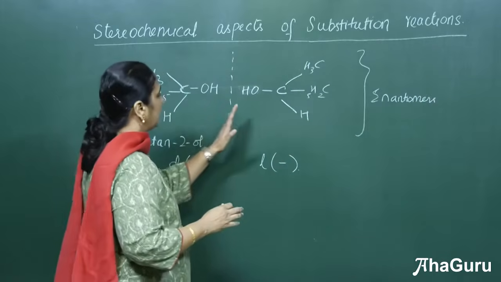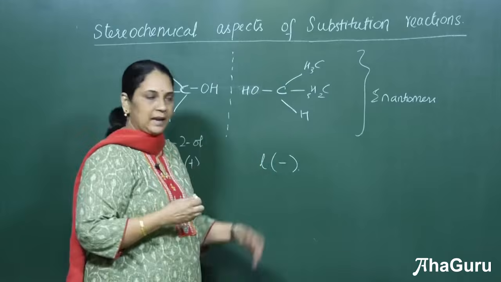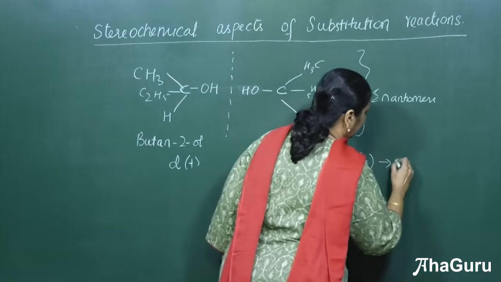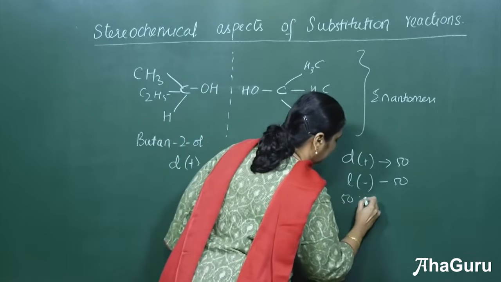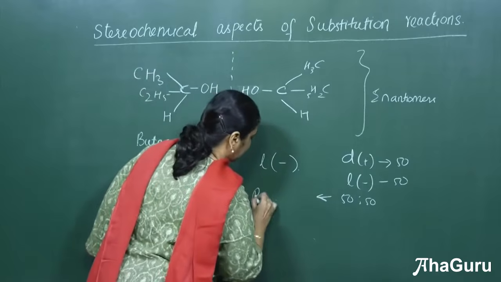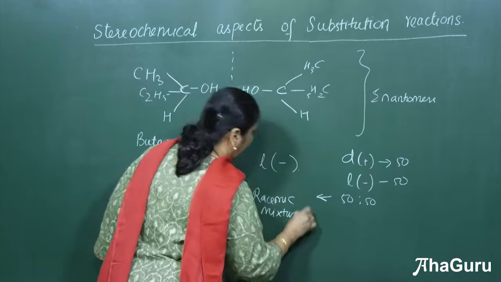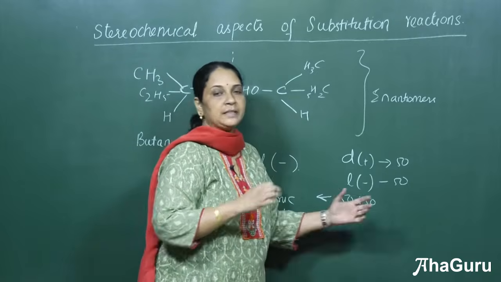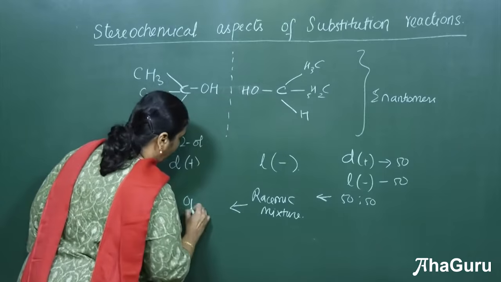Suppose now we get, as a product of substitution, both the D and L forms, 50% and 50%, that is 50:50. Then we call such a mixture a racemic mixture. Because we have both the plus form and minus form in equal amount, the optical rotations cancel each other. As a result, racemic mixtures are optically inactive.